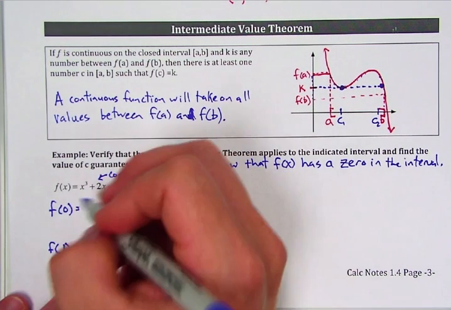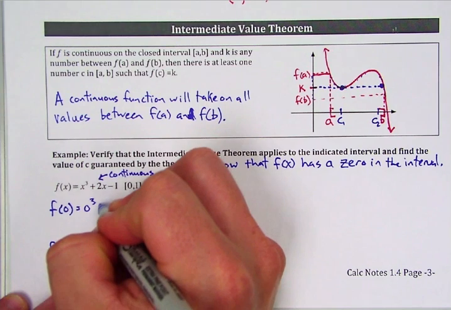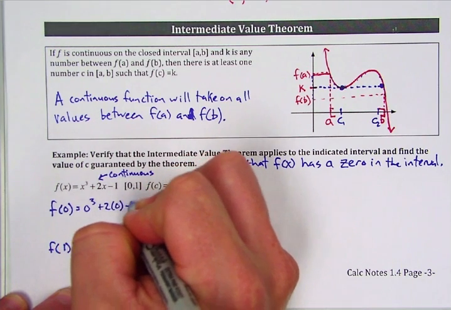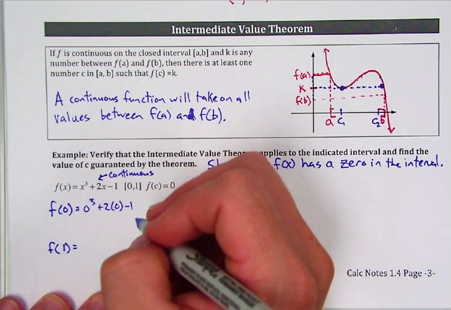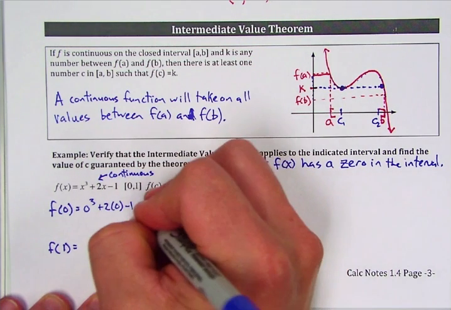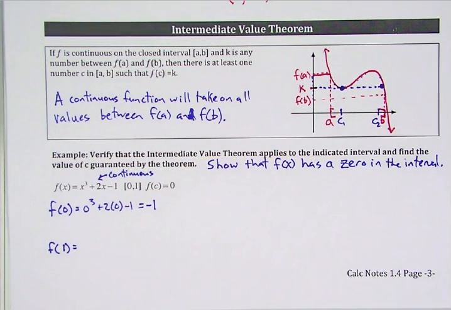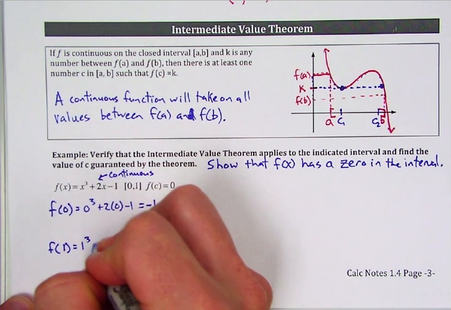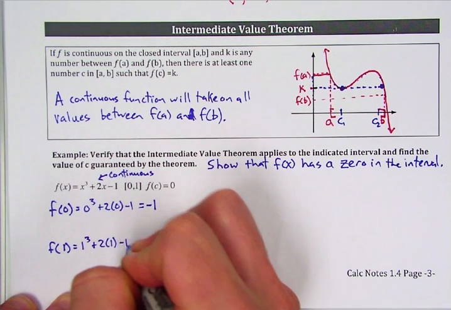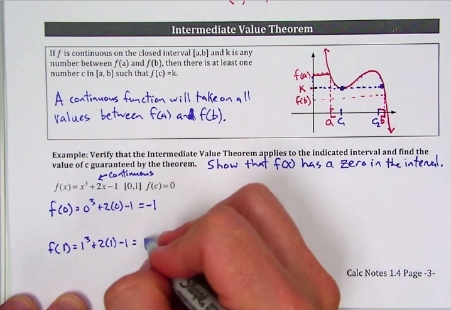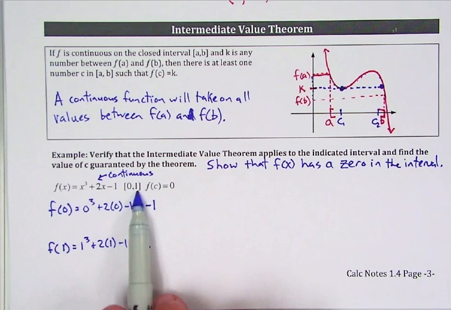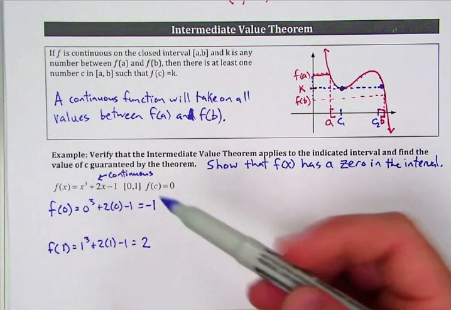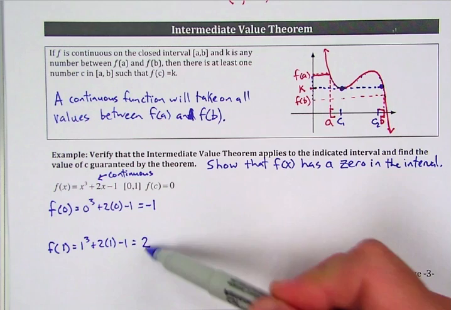So f of 0 is 0 cubed plus 2 times 0 minus 1, so that just equals -1. Then f of 1 would be 1 cubed plus 2 times 1 minus 1, and that equals 2. So on this interval, 0 to 1, we know that it goes from -1 to 2.